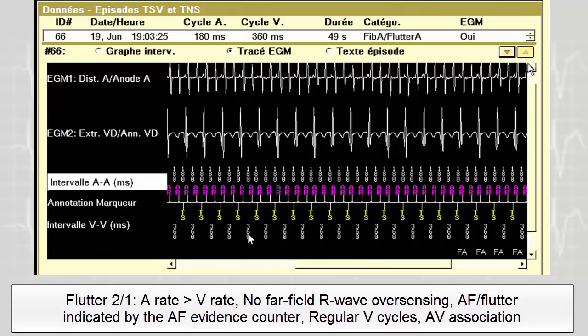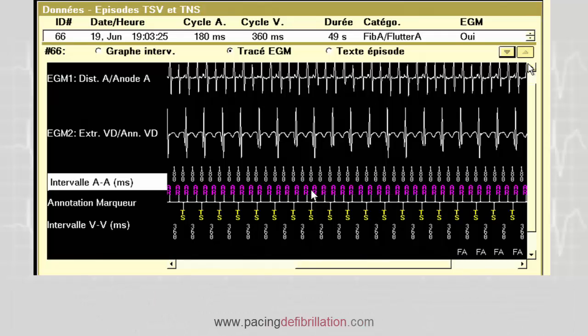So the last question is, is this a dual tachycardia with atrial flutter and ventricular tachycardia, or is this an episode of conducted atrial flutter? The last analysis is about the association between atrial signals and ventricular signals. Clearly here there is an association, and you can see, for example, that the rate is exactly double at the level of the atrium compared to the ventricle. So since there is an association between the atrium and the ventricles, the final diagnosis is conducted atrial flutter.